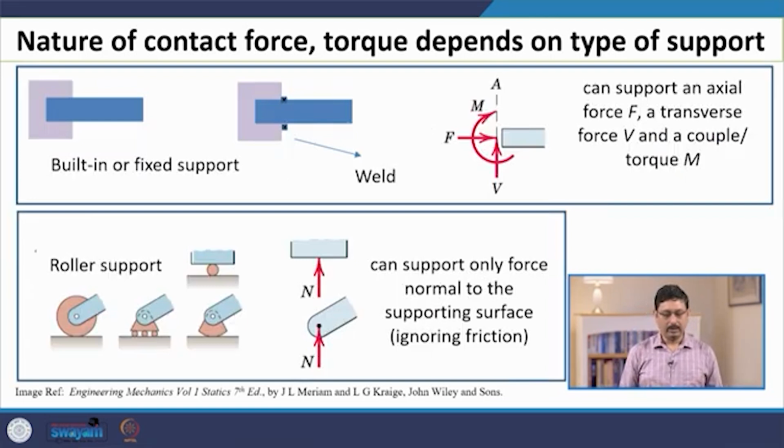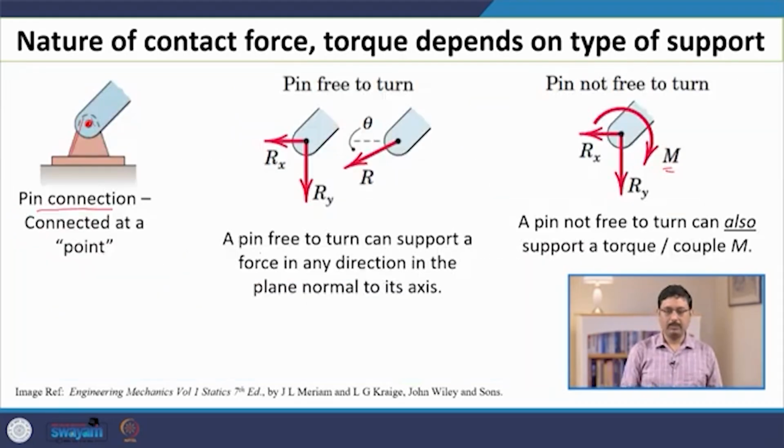Now, there could be another type of support, a fixed support, such as this rod or beam which is inserted in some wall, or it can also be welded. In that case, again, in general there could be a force along the axis, and now there could also be a torque. So this joint can also withstand a torque applied on it, because it is fixed, and it can withstand a contact force.